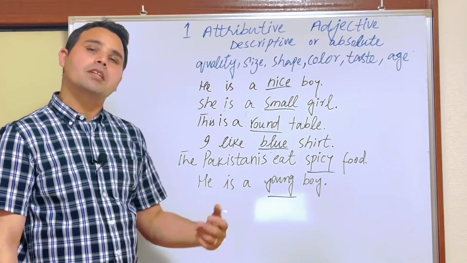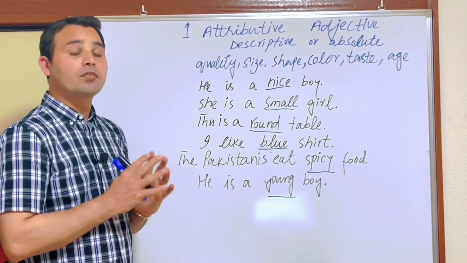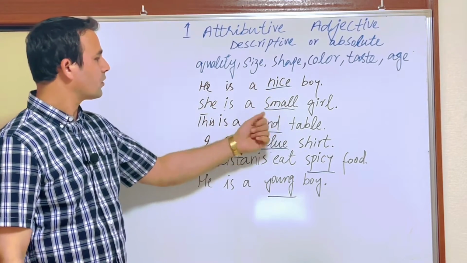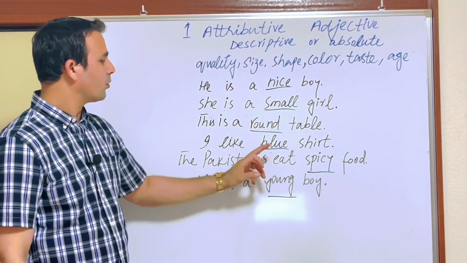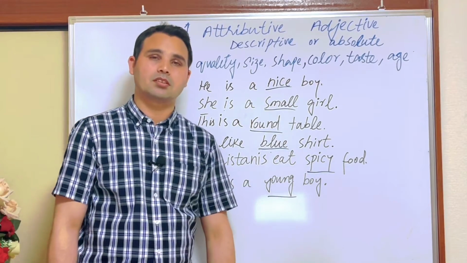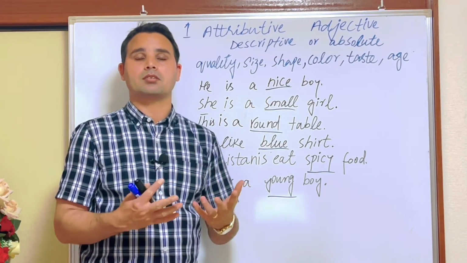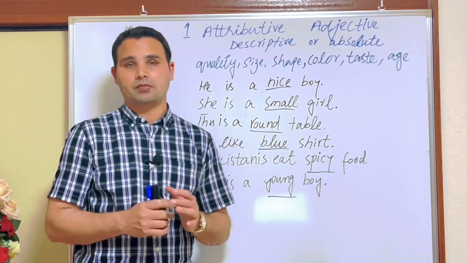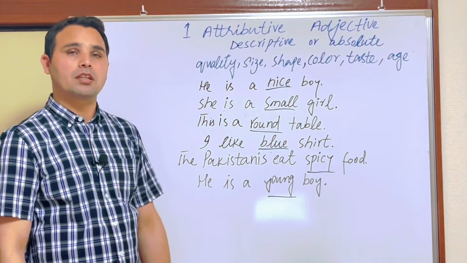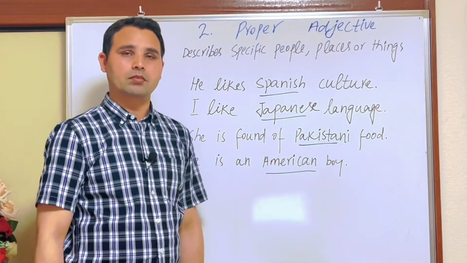He is a middle-aged man or whatever. So attributive adjectives will tell you about the quality, about the size, about the shape, about the color, about the taste, and about the age. So whenever you are reading something, you can easily identify the attributive or descriptive or absolute adjectives. And the second type is proper adjective.